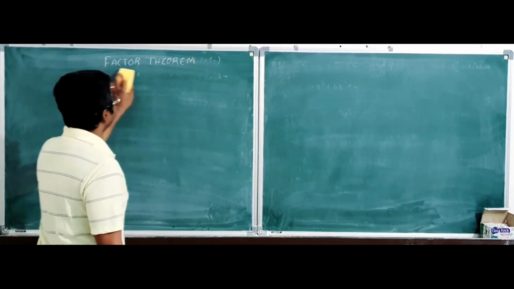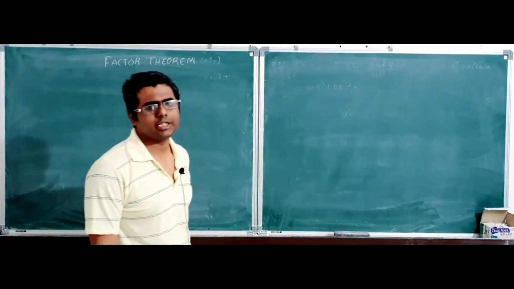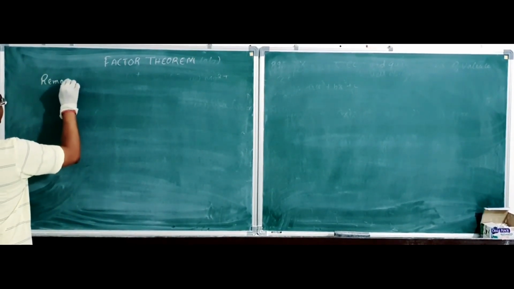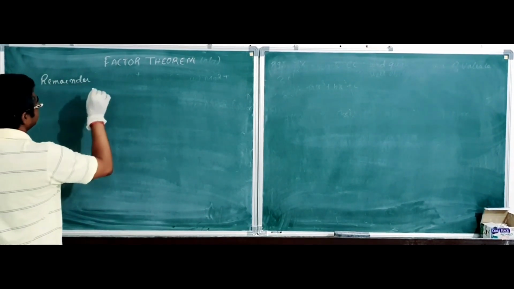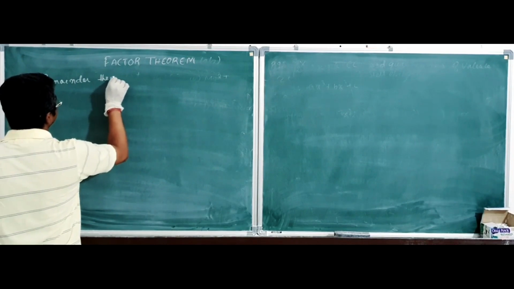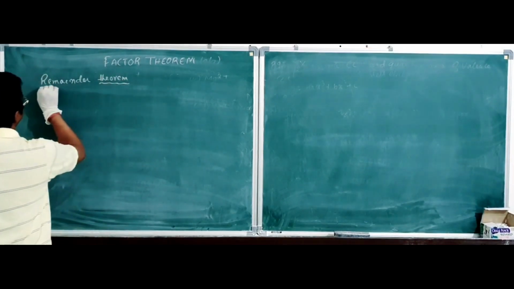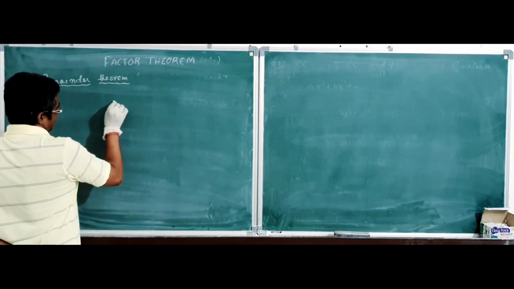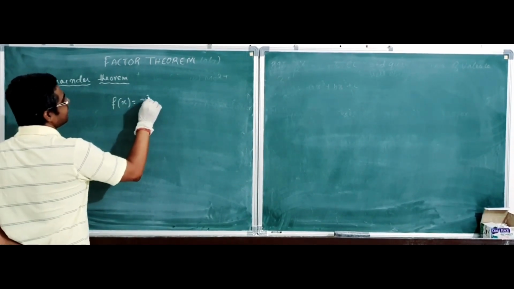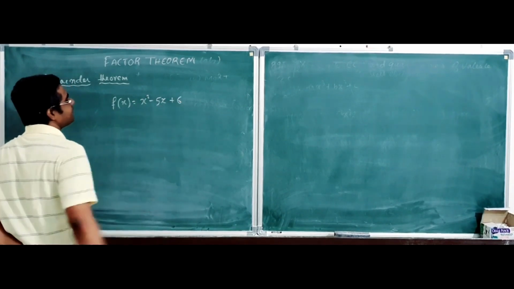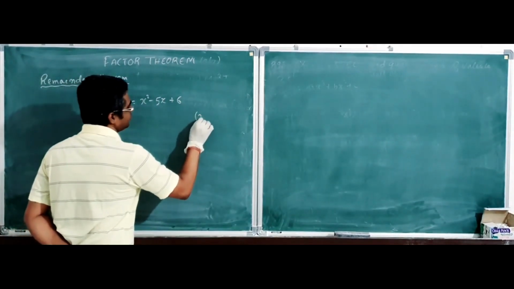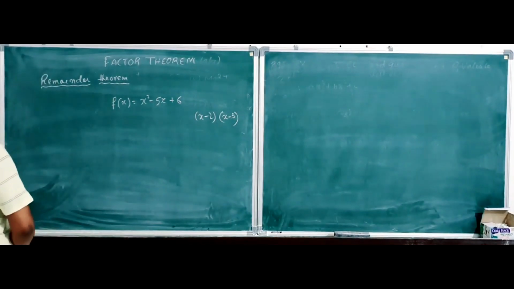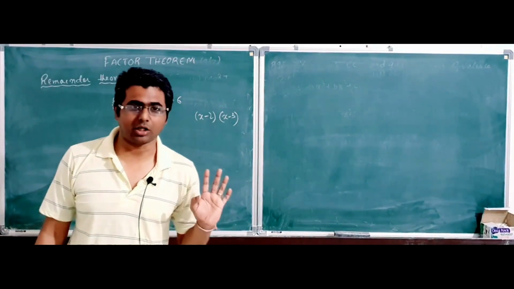The next theorem that we require, which is basically a corollary of the factor theorem, is called the remainder theorem. Don't need to worry, it is basically the same, just a little bit of a hitch and glitch, nothing else. See, I have written f(x) previously equal to x square minus 5x plus 6. And we have got two factors, x minus 2 and x minus 3. Clear enough? These two factors we have got.